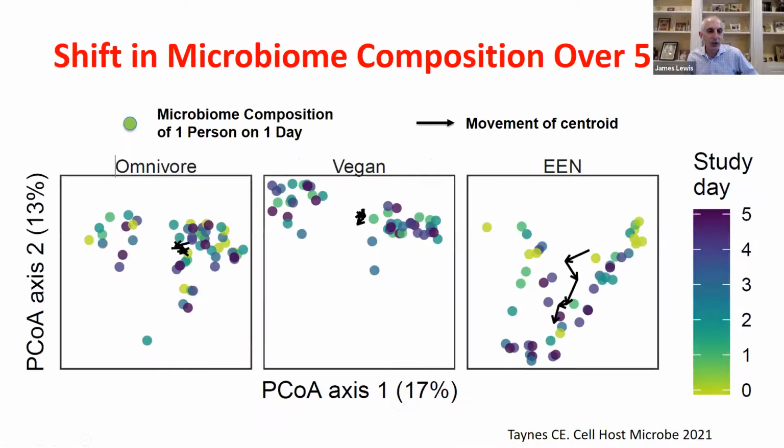In fact, we've further studied that in healthy volunteers, where we had people follow either an omnivore diet, a vegan diet, or exclusive enteral nutrition. So these are people without bowel inflammation now. And what you can see is over the course of 5 days, there's really no change in the microbiome if you're on an omnivore diet or a vegan diet and you just stay on those diets. But if you take an omnivore and put them on exclusive enteral nutrition, within 5 days, again, you see this dramatic shift in the microbiome away from what we would consider healthy.